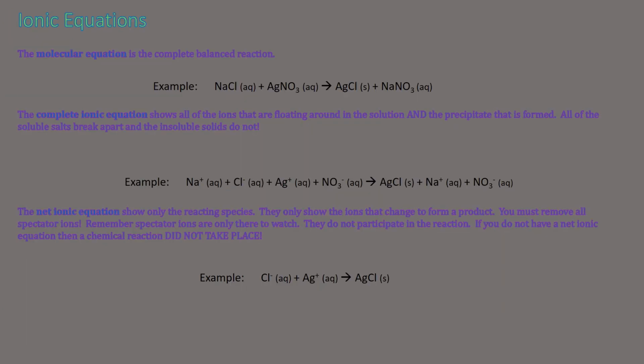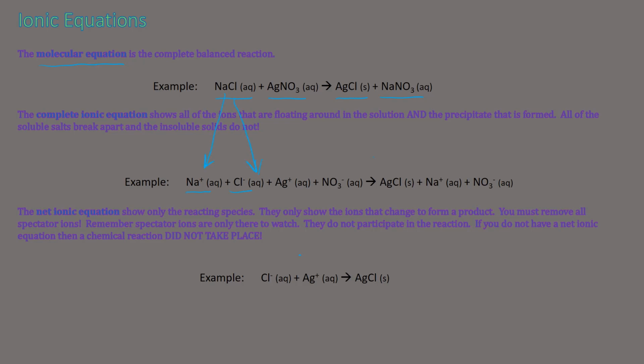Okay, so if we look at that reaction a little bit closer, we have the molecular equation, which is just the complete balanced reaction, what you're used to writing. So we have sodium chloride plus silver nitrate goes to silver chloride and sodium nitrate. And then we have the complete ionic equation, which shows what's actually in the solution. So we have the sodium ions and the chloride ions, because this dissociates into those two things when it's in the solution.